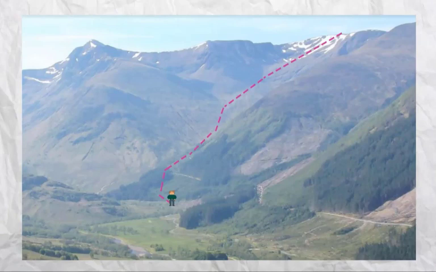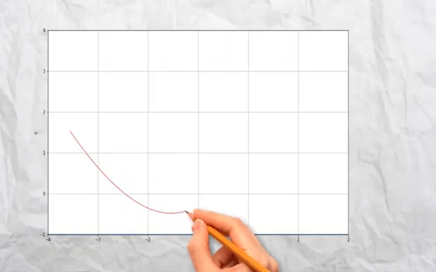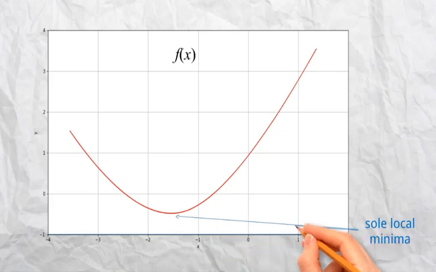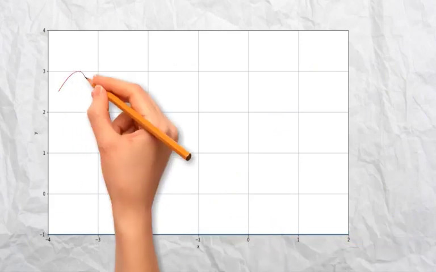The blindfolded man walks until he cannot take a step that will decrease his altitude. At this point he will have found the bottom of the valley. Formally, the gradient descent algorithm is an optimization algorithm that can be used to estimate the local minimum of a function. A plot of a one-variable convex function looks like this. The bottom of the curve is the sole local minimum.